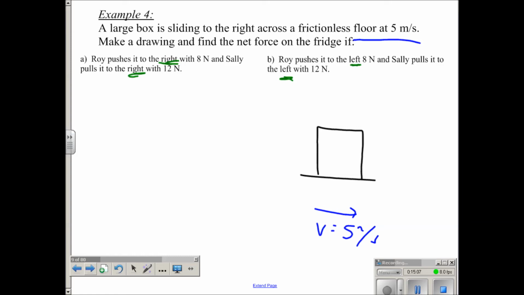And I need my two forces to go to the left this time. So it's just going to look like this. Here's my force of Roy, -8 newtons this time. Here's my force of Sally, -12 newtons. I don't know if this confused you. I don't care how you draw your arrowheads. You can draw them like this, you can draw them like that, whatever, it doesn't matter. Just put an arrowhead on there.